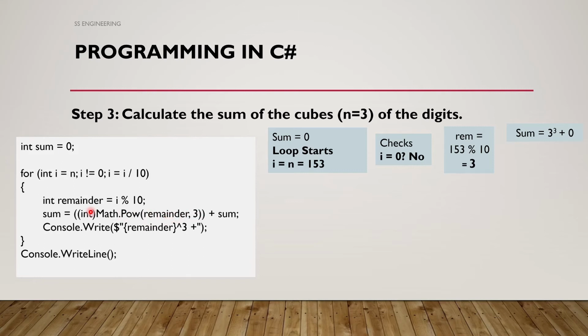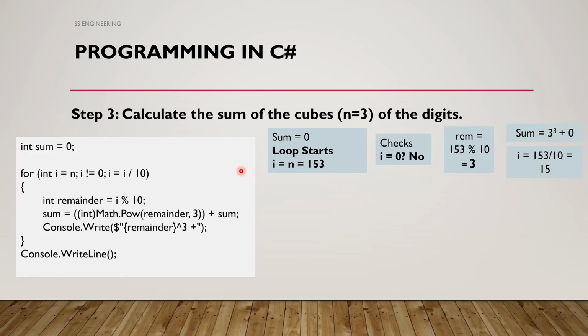and I've used typecasting here because Math.Pow calculates the number in double type, and then I changed it into integer because every other number we have is in integer. Then it adds it into our initial sum value, which is 0. So our sum would be equal to 3 cube plus 0 now.